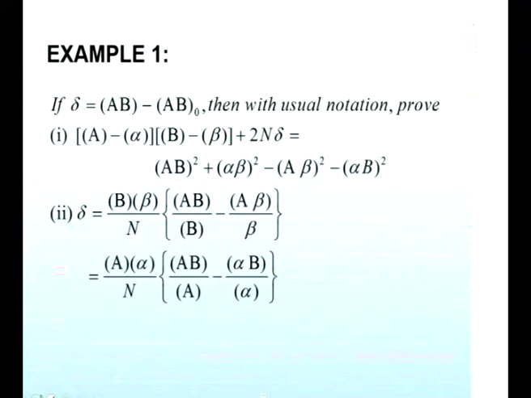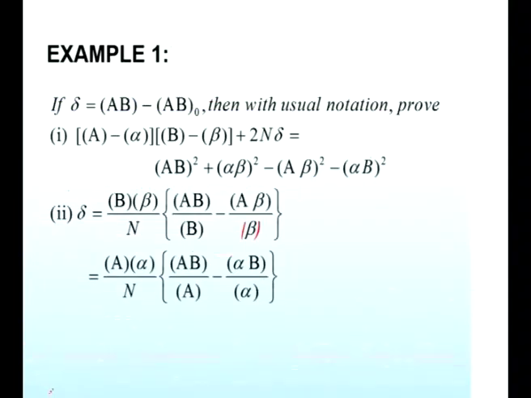If delta is equal to AB minus AB naught, then with the usual notations prove that A minus alpha into B minus beta plus 2n delta is equal to AB square plus alpha beta square minus A beta square minus alpha B square. And then we also have to prove delta is represented as B into beta by n, AB by B minus A beta by beta, and this is also written as A into alpha by n, AB by A minus alpha B by alpha. We will go ahead with the solution taking the left hand side.